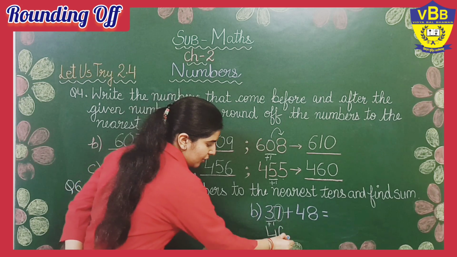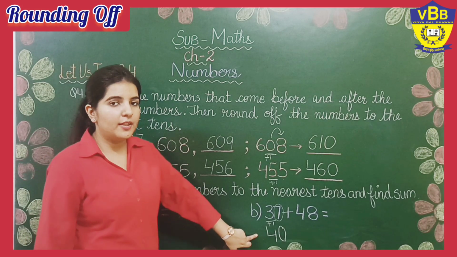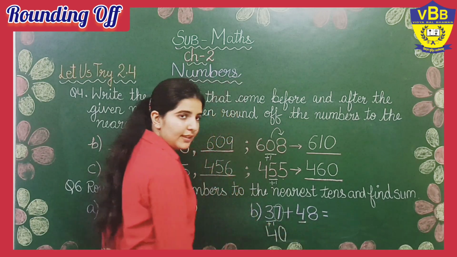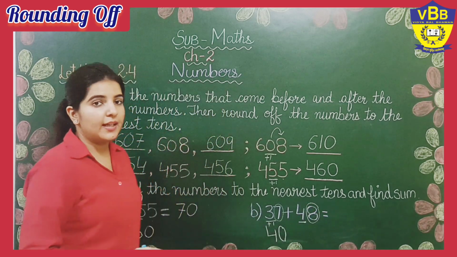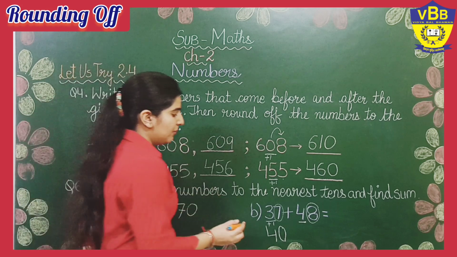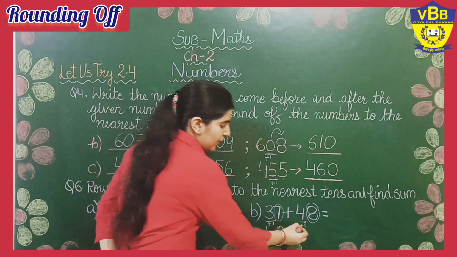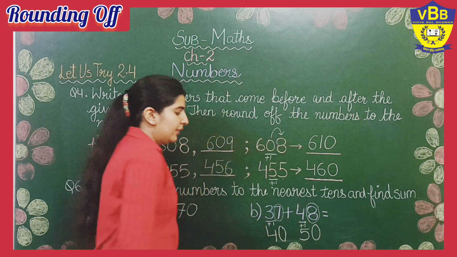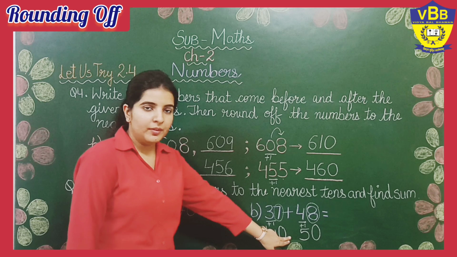Ones place will change into 0. That means it will round up to 40. And the next number is 48: 4 on the tens place, 8 on the ones place. Again, it is also lying between 5 to 9 only. That means plus 1 on the tens place. 4 plus 1 is 5. Ones place will change into 0. The number will again round up to 50.